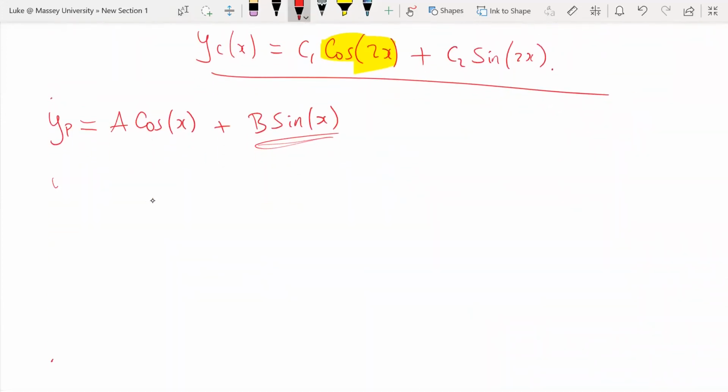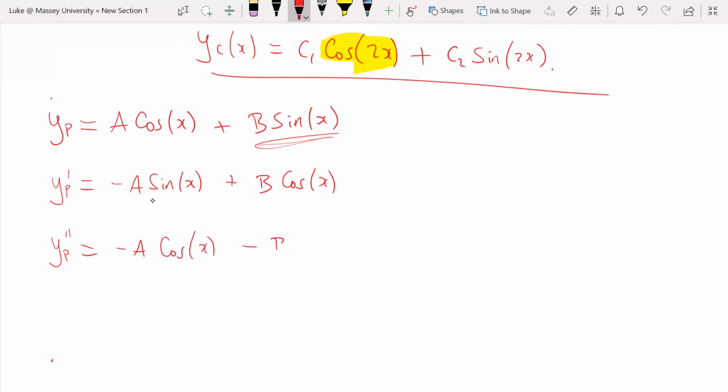Alright, so let's take the two derivatives, y_p prime and y_p double prime. Nothing too hard here, so we get negative a sine of x plus b cosine of x, and then we get negative a cosine of x minus b sine of x. So again, very easy derivatives there. And we want to use these derivatives in the solution.